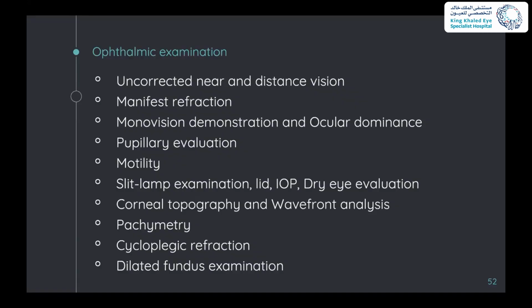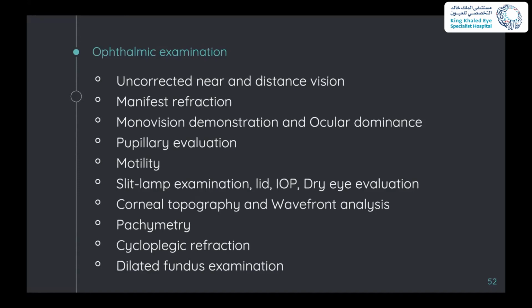In your examination, you should take care and you should examine the patient very well. Uncorrected near and distance vision is mandatory. You need to know the manifest refraction. It is good if you know the ocular dominance and the monovision demonstration. You need to examine the pupil very well and measure the size of the pupil. Of course, you need to check the motility of the eye.